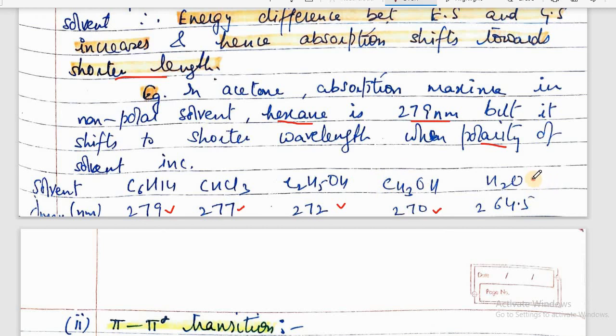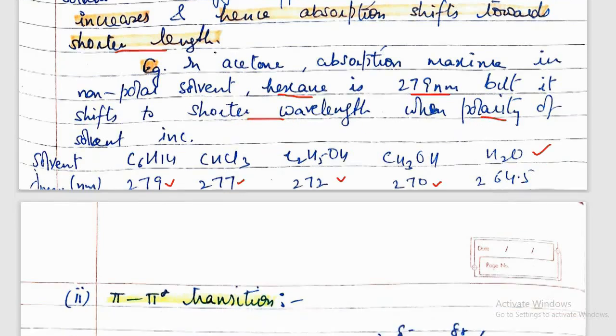And when it is in the most polar solvent, that is water, it becomes 264.5. That is, as the polarity of the solvent increases, the wavelength becomes shorter and shorter, or the absorption band shifts towards the shorter wavelength.